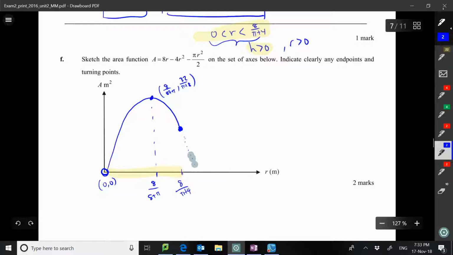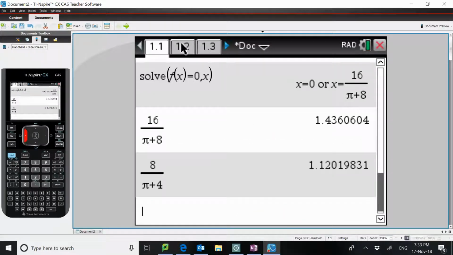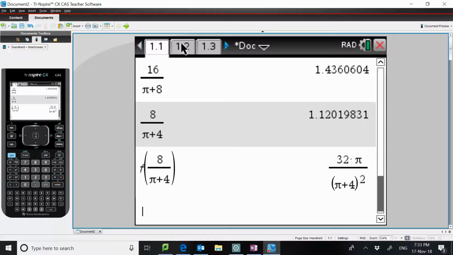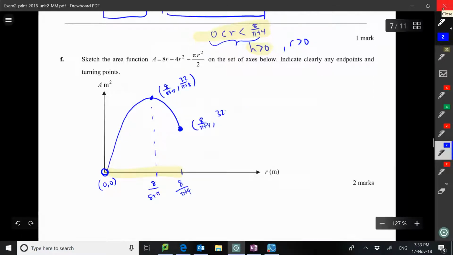And then now to find the endpoint where the radius, remember the radius has been restricted, so at 8 over pi plus 4, I need to know what the area is, and I can do that by going to my CAS. F of this gives me 32 pi over pi plus 4 all squared. Okay. There you go, and that's my graph.